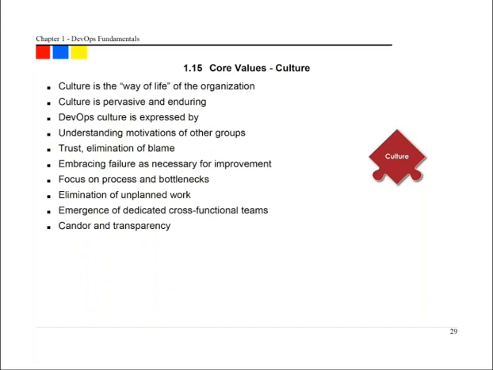This trust and elimination of blame opens the doors to being able to unlock people's creativity and unlock their experimentation. And we do this partly by building in processes that are somewhat more mistake-proof. Part of this is being able to embrace failure as necessary for improvement. If we're not failing, we're not trying. We're not experimenting enough. We're not pushing the boundary enough.